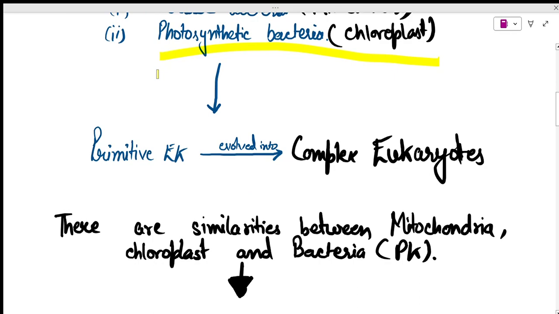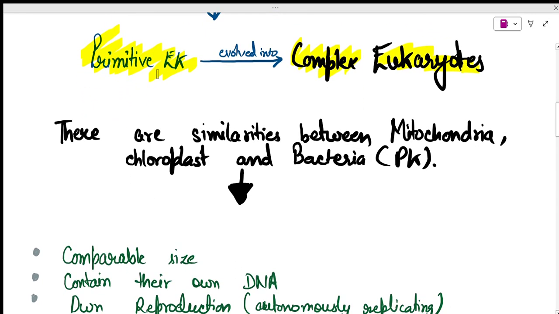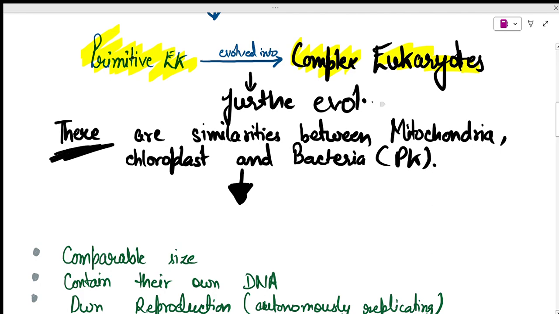So after this, when it engulfed these, this primitive eukaryotic cell evolved into a complex eukaryotic cell. When these two, mitochondria and chloroplast, merged with the primitive eukaryotic cell, they formed the complex cell. And since ATP production was now good in the cell, further evolution also occurred. Now you can see we humans are also eukaryotes, so this much complexity has been formed inside us.